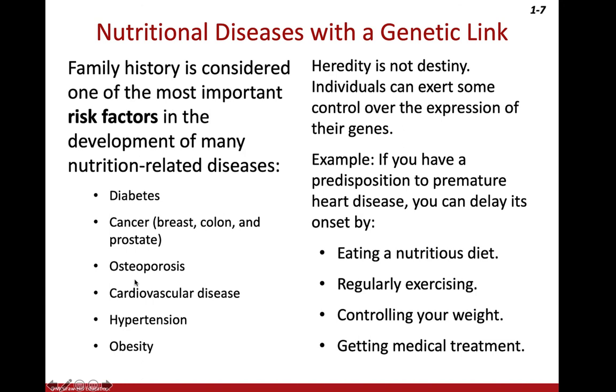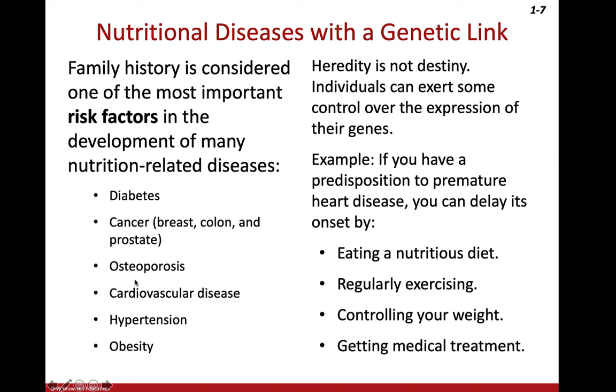Now, the family history is really important because this is one way to look at whether there is potentially a genetic factor. If we look at diabetes, cancer, which could be breast, colon, and prostate, osteoporosis, cardiovascular disease, hypertension, and obesity, there is a relationship with family history here. But this next statement is really critical. Heredity is not destiny. Individuals can exert some control over how a gene is expressed.